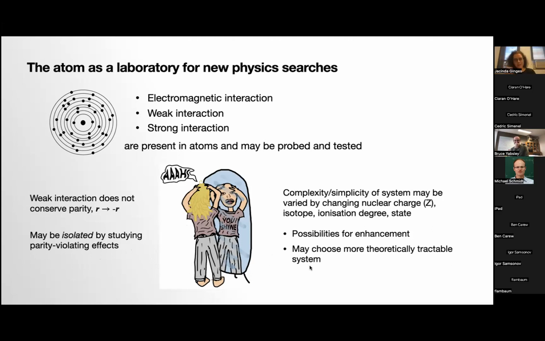The lovely thing about atoms is that they're really versatile. They can be pretty much as complex or as simple as you like. There's so much variability: you can change the nuclear charge, the isotope, the ionization degree, ripping off electrons and studying highly ionized systems. And of course, you're not limited to the ground state; you can study atoms in various states. This means there are many possibilities for enhancement of effects, and these effects are really tiny, so that's incredibly important.